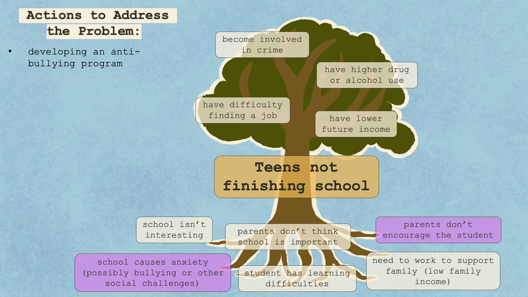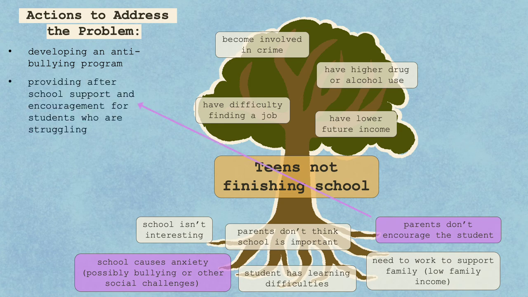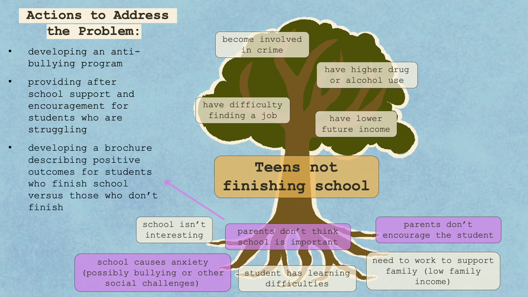Or if lack of parent support and encouragement is a cause, then providing after-school support and encouragement for students who are struggling could be helpful. Or if parents don't think school is important, one possible action could be developing a brochure describing positive outcomes for students who finish school versus those who don't finish. And this is how to use a problem tree with your students.